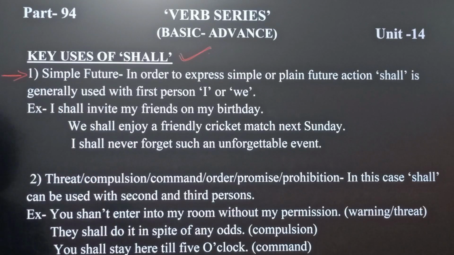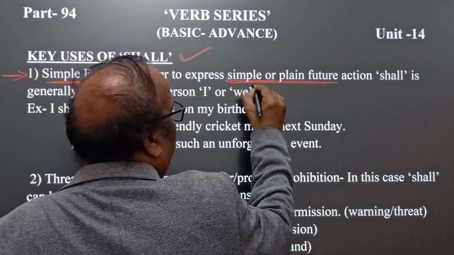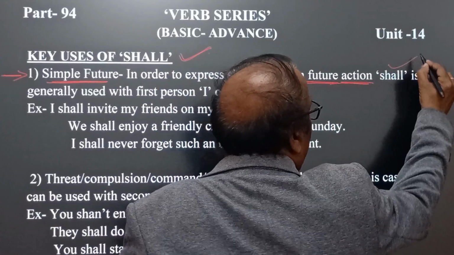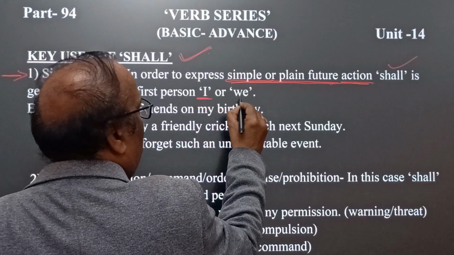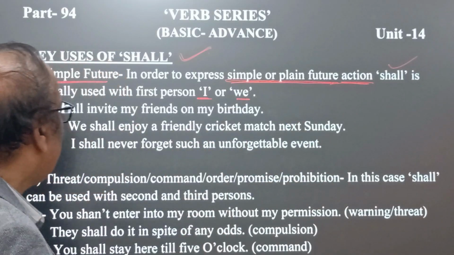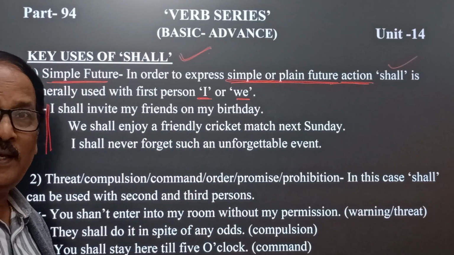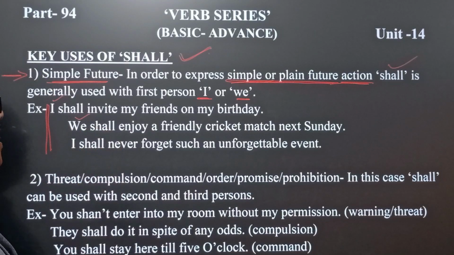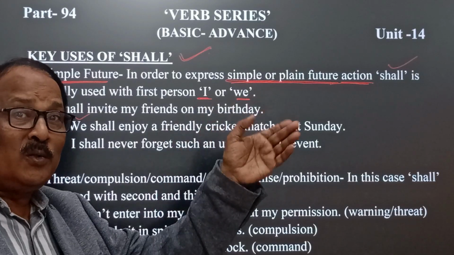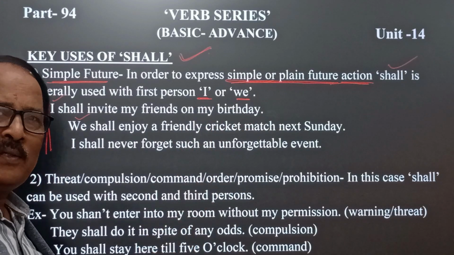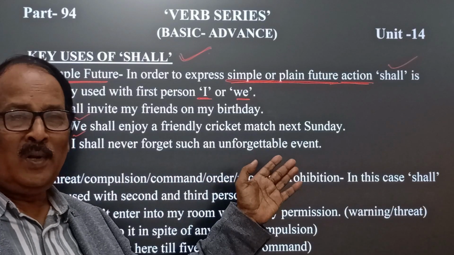Point 1. Simple future. In order to express a simple or plain future action, shall is generally used with the first person, I and we. Let's see. I shall invite my friends on my birthday. This is a simple future action. We shall enjoy a friendly cricket match next Sunday. This is also a simple future action. I shall never forget such an unforgettable event.